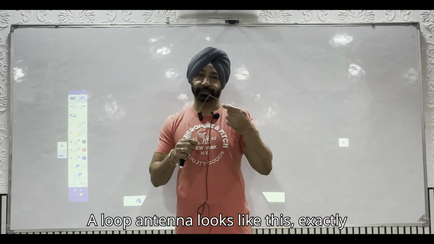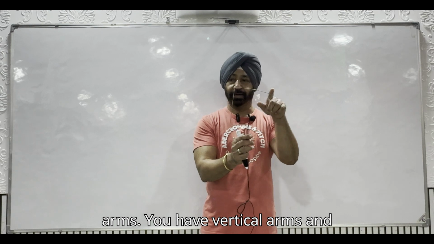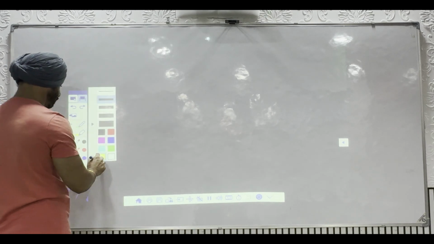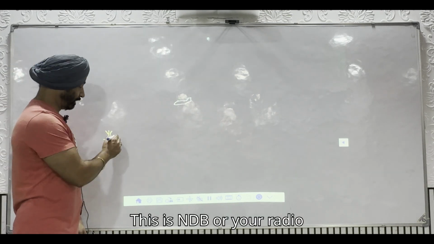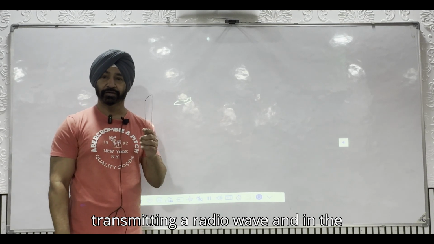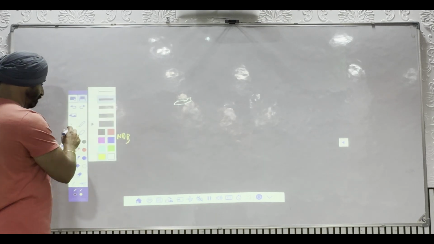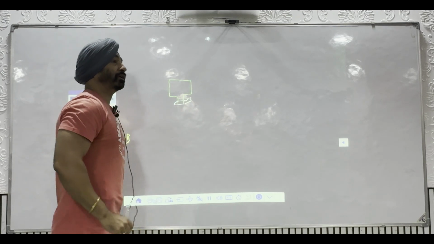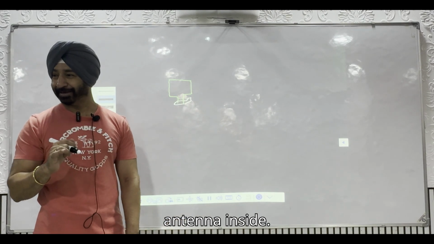A loop antenna looks like this, exactly like this. It has got two arms, a vertical arm and a horizontal arm. Now, let's say this is the ground station and it is transmitting. This is the NDB or your radio station, a normal radio station. It is transmitting a radio wave, and in the aircraft you have this loop antenna. Just for understanding, I am drawing it like this. It is not actually on top of the aircraft. There is nothing like that. This is just for your understanding. There is an antenna inside.